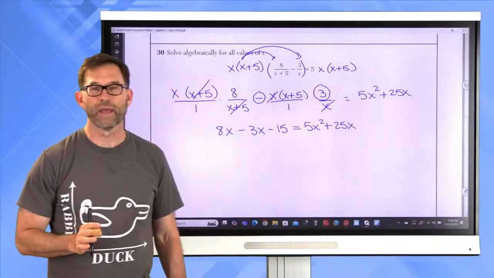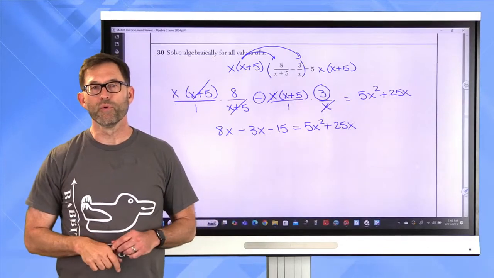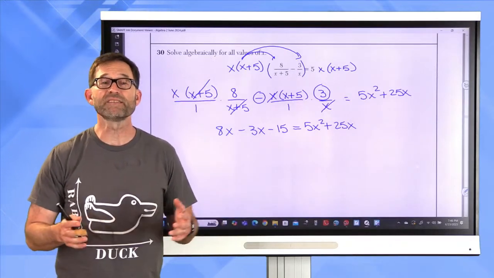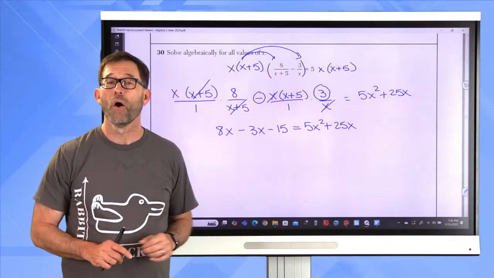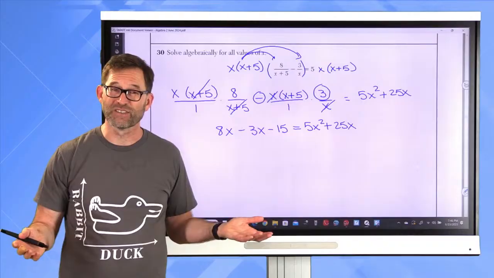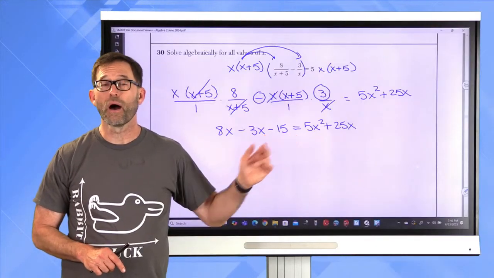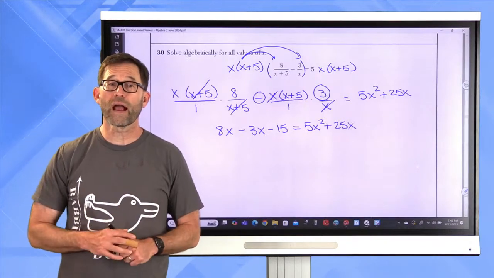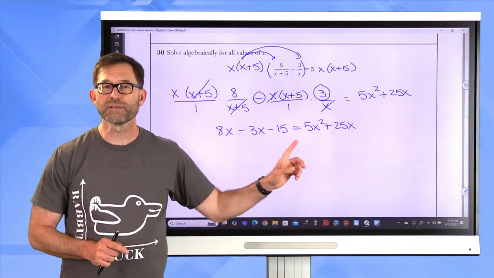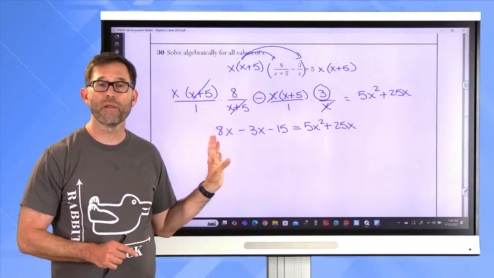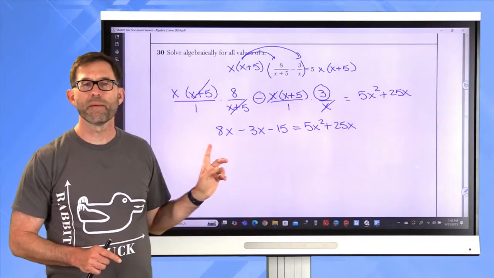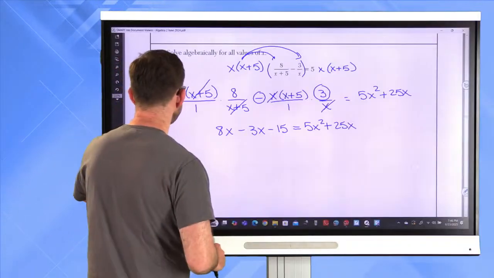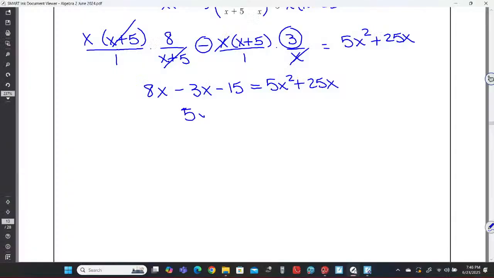And notice what I've achieved right now, right? By multiplying through by x times x plus 5, which would be the least common denominator of these two fractions, what I've done is I've eliminated all of the fractions. Now, because I've got an x squared, I want to get everything equal to 0 and either use the quadratic formula, completing the square, or factoring to solve for x. I think because the x squared is sitting on the right-hand side, I'm going to move all of this over to this side. First, maybe I will simplify the 8x minus the 3x, though. All right, so all of that's going to be 5x minus 15 is equal to 5x squared plus 25x.